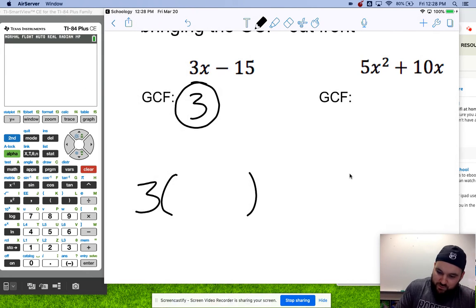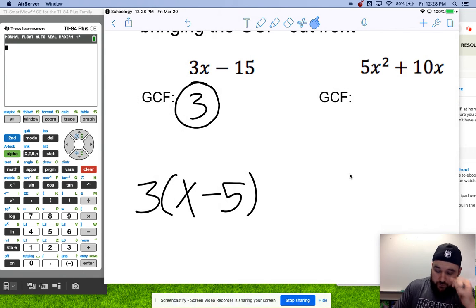So 3 times what would give me 3x? It would just be x. And then 3 times what would give me negative 15? That will have to be negative 5 or minus 5.